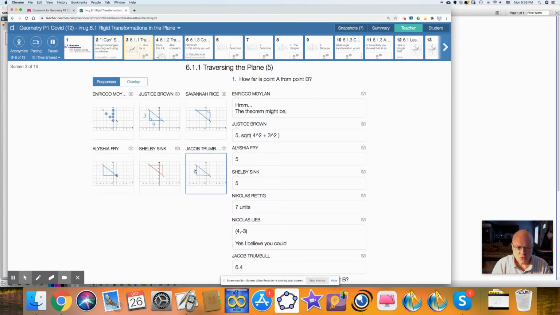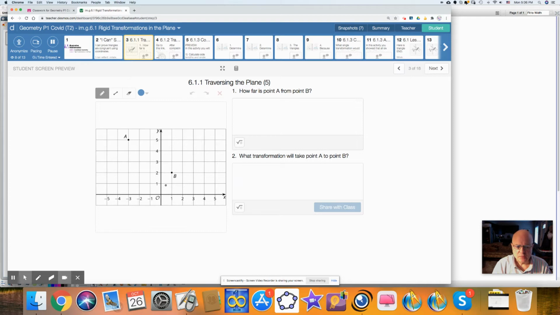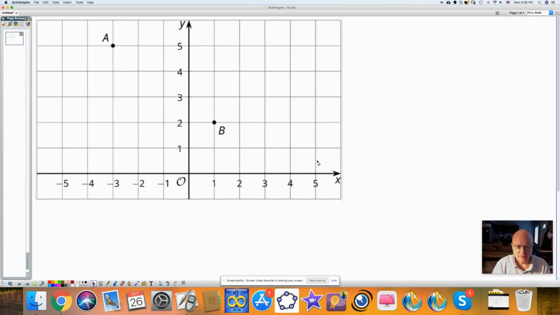So the first question was, how far is it from point A to point B? What transformation will take point A to point B? I will copy this over and work through this. You should try this on your own before listening to my response, but for your benefit, I'm doing this here. And so, if I can find my pen.